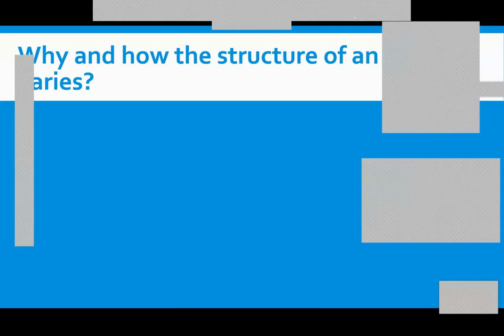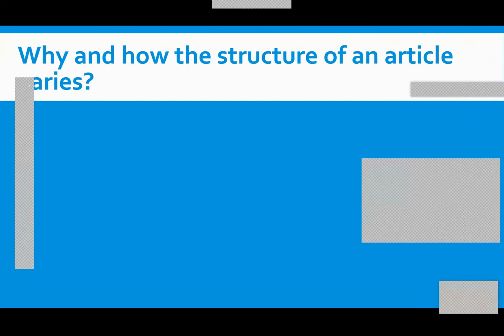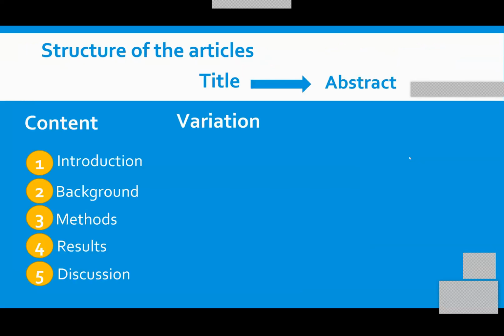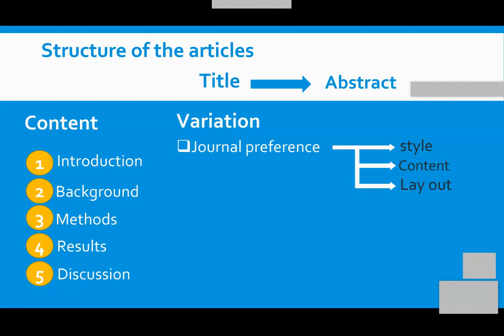Okay, so let's answer the question and let's see if you guys know. The articles vary depending on the journal preference, because each journal has a style, and each journal has a content, and each journal has a layout, and each journal has an order, like how they order the structure of the article. So the articles may vary depending on the journal.